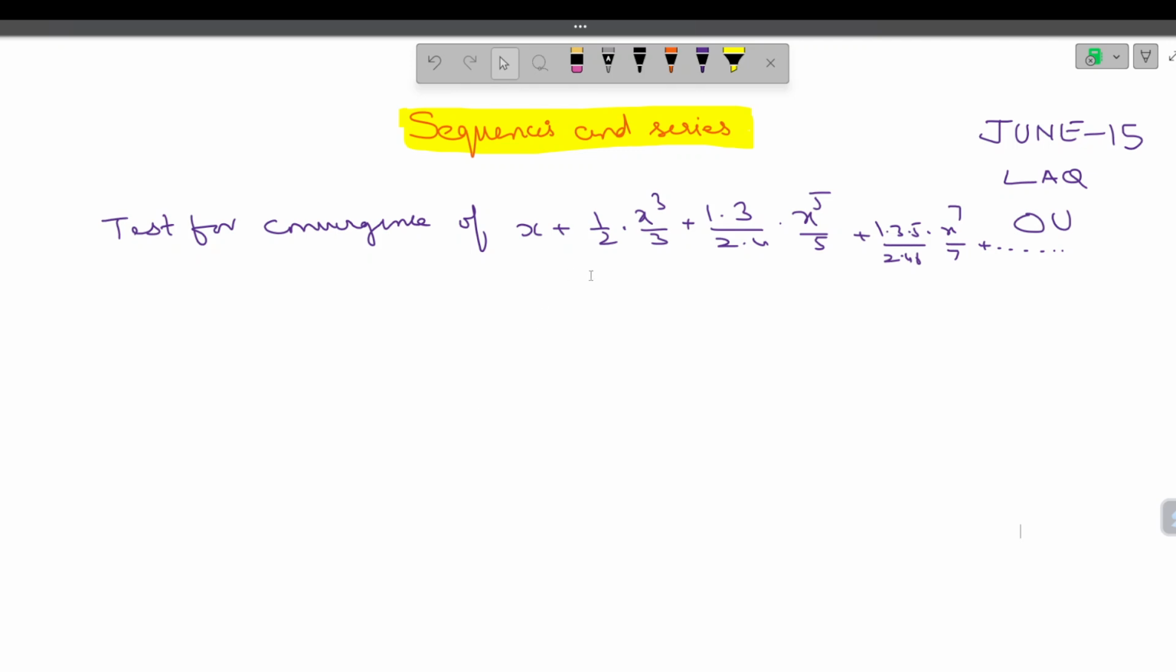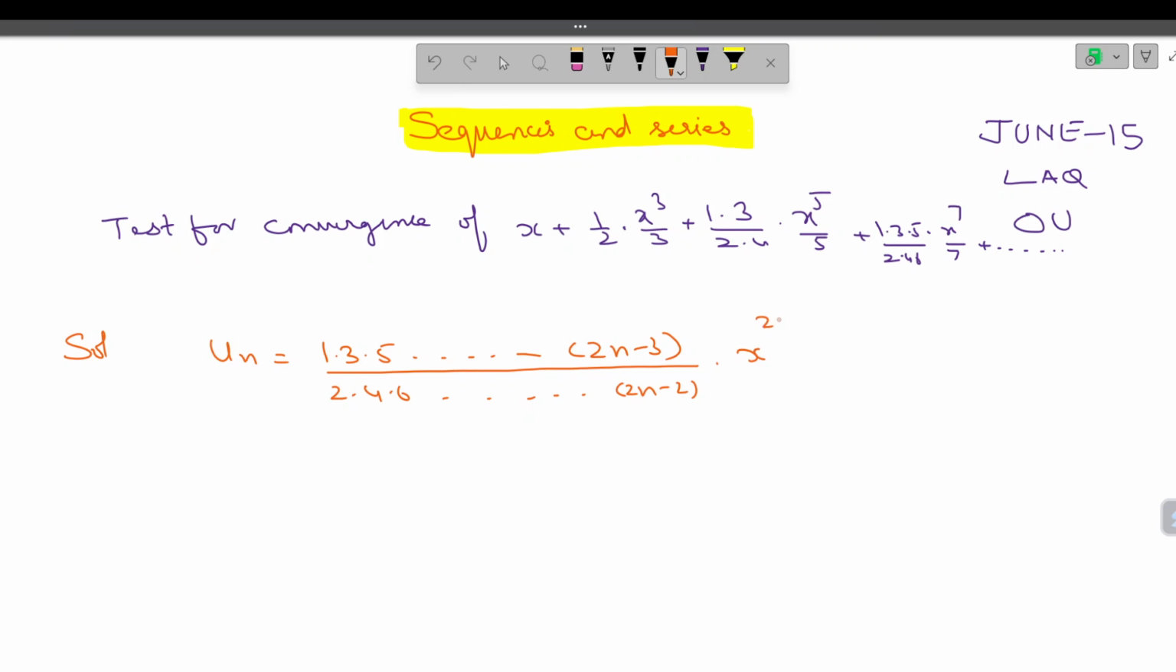Today we'll discuss another problem on sequences and series. Test for the convergence of the series. So let's go with this problem. So un equal to 1, 3, 5, so on up to 2n minus 3, divided by 2, 4, 6, so on up to 2n minus 2, into x to the power of 2n minus 1 by n minus 1.